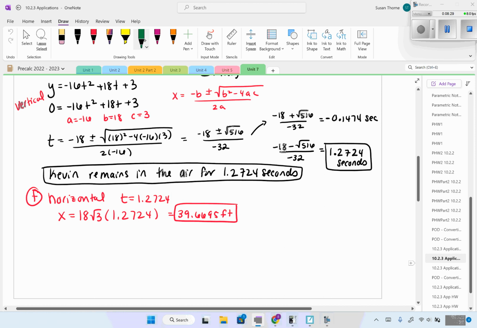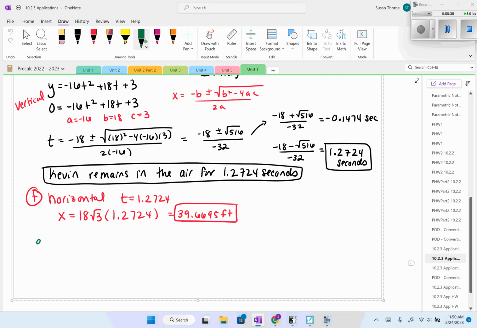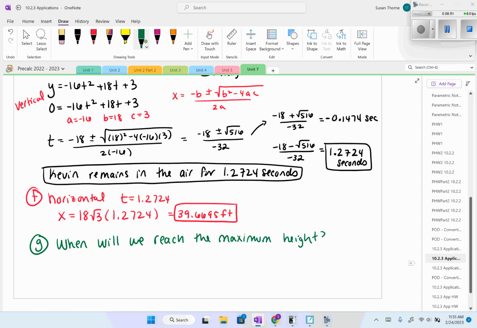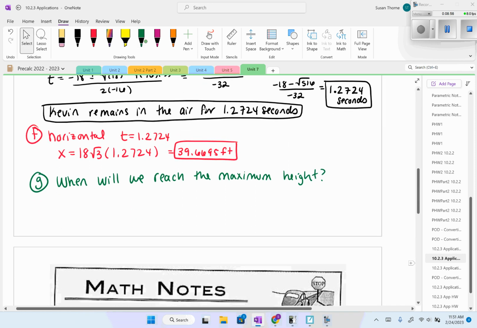So another question that was not asked, but what if we wanted to find the maximum height, or when will we reach the maximum height? So I'm going to put another question here. So when will we reach the maximum height? So if we want to find the maximum height of a quadratic equation, we're trying to find where the maximum is, or where the vertex is. Remember, this is where your vertex is.